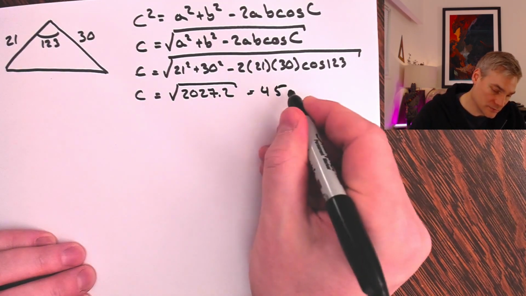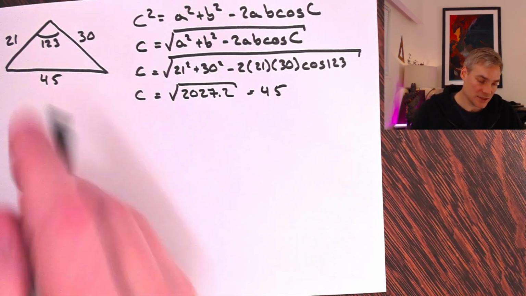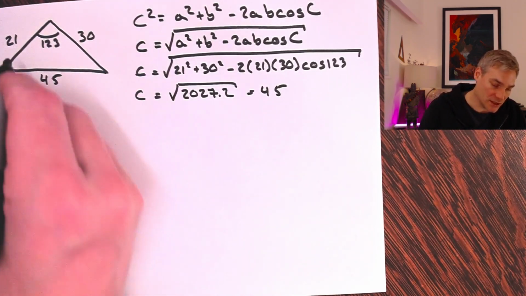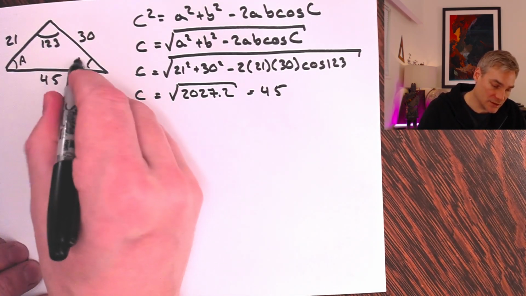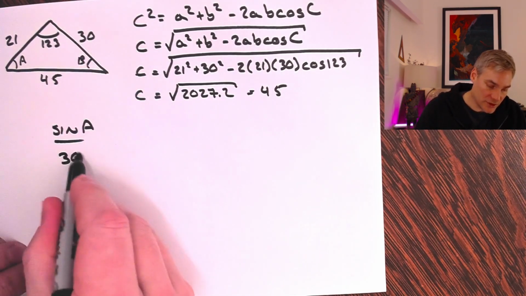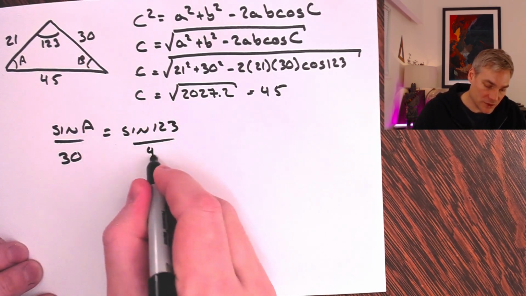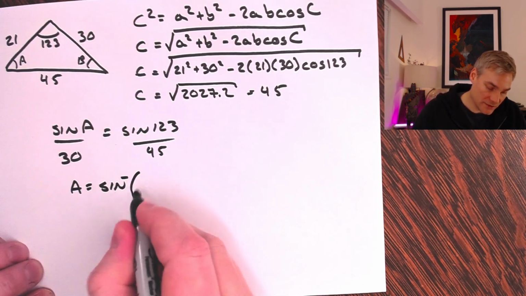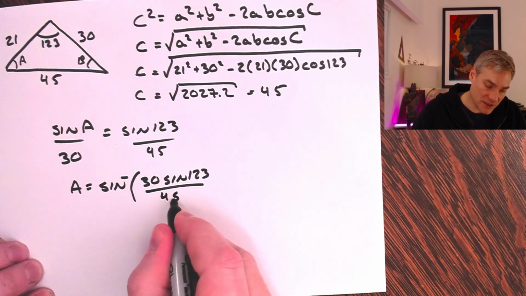45. Okay, so now we know the side length here. Now if we look at this, we have an angle and a side opposite. So we can go to our sine law to find these unknown angles. We can call this angle A and this angle B. So the sine of A over 30 equals the sine of 123 over 45. And if I solve for A, that's the arcsine of 30 times sine 123 over 45.